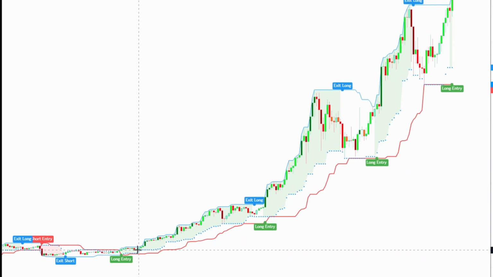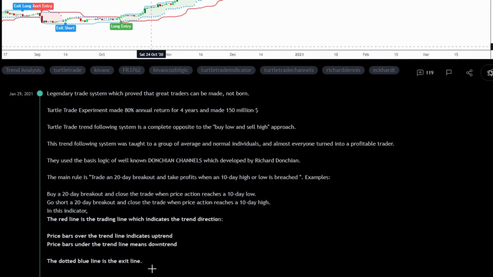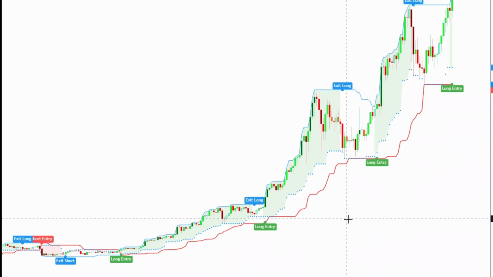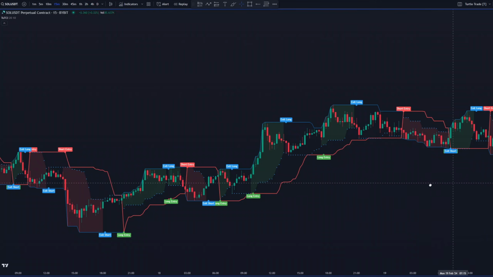As the creator of this indicator explained in this brief explanation, the original entry rules are really simple. We go long when the high is equal or above the previous 20 candles high, whereas we go short when the price is equal or below the previous 20 candles low. Same approach as the Donchian channel, whereas we exit the position when the price touches the exit line, and it is represented by these blue dots. As you can see, there are these labels, so it's really simple to understand. Long entry, exit long, but let's see some examples on the chart.